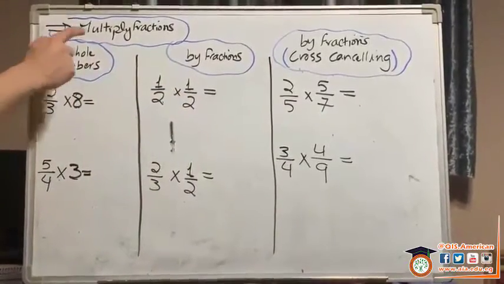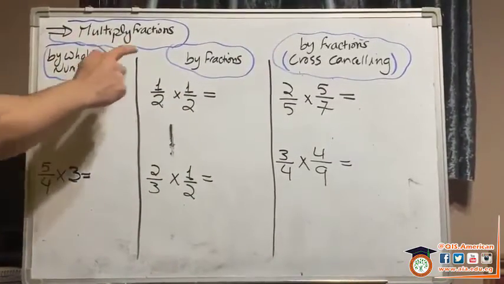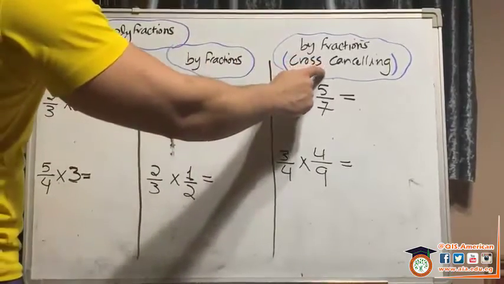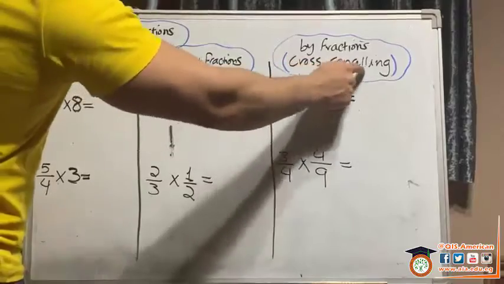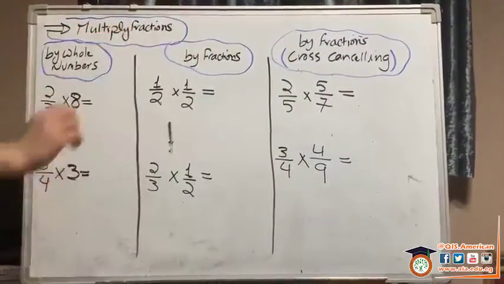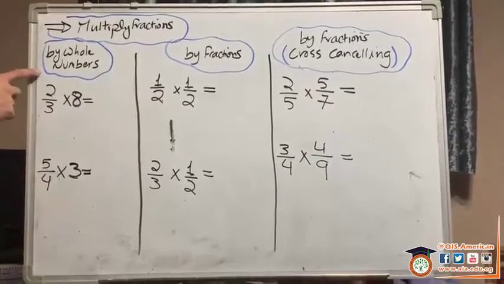First thing is if we multiply fractions by whole numbers, if we multiply fractions by fractions, or if we multiply fractions by fraction, but focus on something called cross-canceling. Okay, we're gonna get to that when we get there. Okay, let's take this first case.